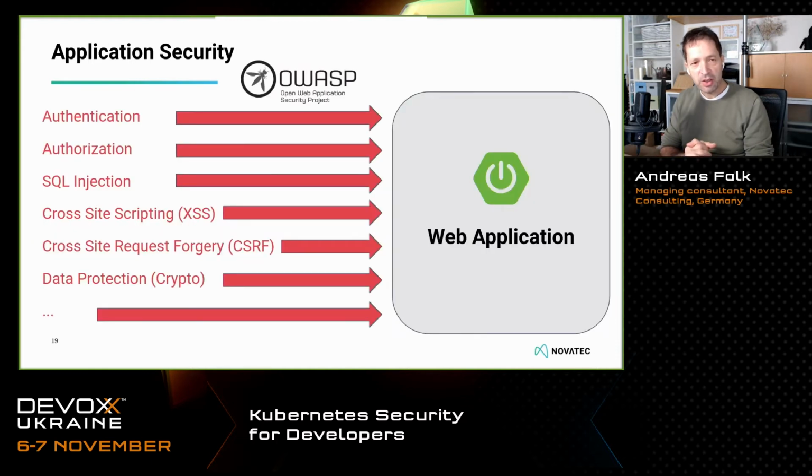So when we talk about application security, then we have to talk about the typical web application security problems that are listed on what is called the OWASP top 10 list. So you might know already the OWASP top 10 list with the 10 most critical web application security problems.